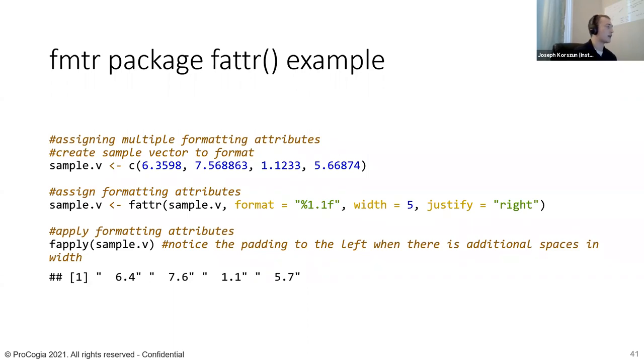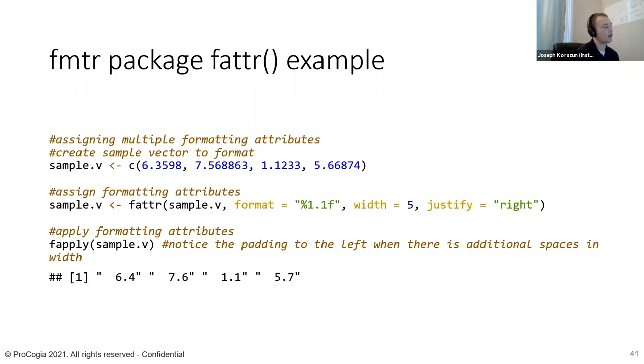So what we did here is we assigned a sample vector of those numeric values again. We took the F attribute, the FATTR, and we passed in the sample vector that we have above. For the formatting, we have our format for decimal precision of, again, one decimal place. However, in this case, we're also passing in the width, so we're specifying how long each output can be. And then we're justifying that output to the right. We can justify it to the center and have spaces on equal sides, but for this example, it's to the extreme right.